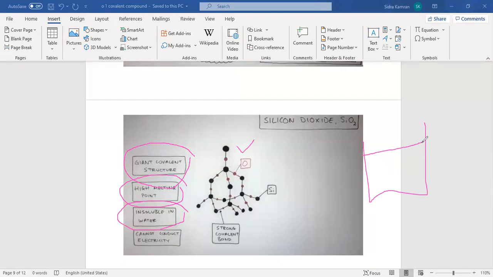If you take water in a beaker and place diamond in it for many days, it will not dissolve in the water. So silicon dioxide and diamond are insoluble in water. They both do not conduct electricity, because both do not have free electrons or any type of ions.